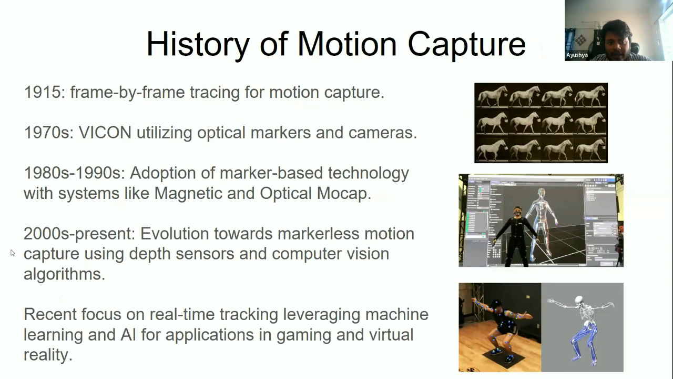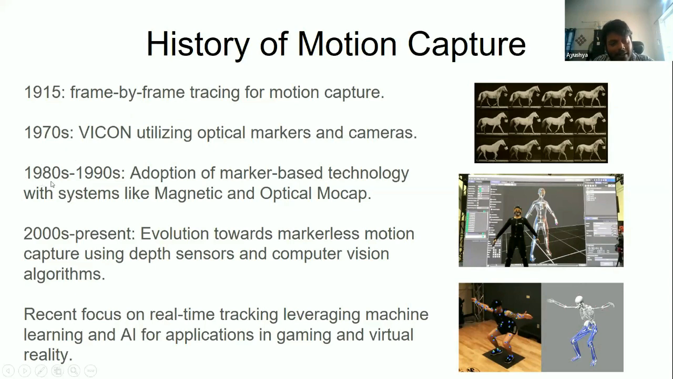Now, a brief history of motion capture. In the earliest of times, frame-by-frame tracking of 3D objects was the only way to do motion capture. That was the only way to do data collection, and the only way to do data reconstruction as well. The 1970s saw the first set of devices that can actually do motion capture. One such device was Vicon. Vicon used optical markers and cameras to do motion capture.